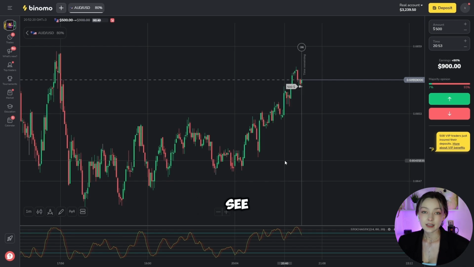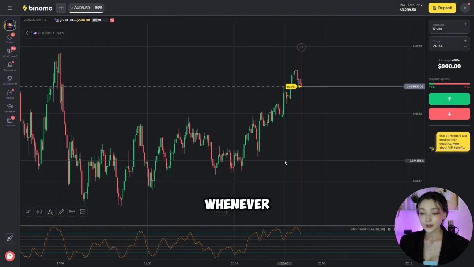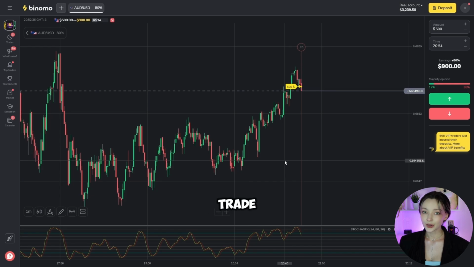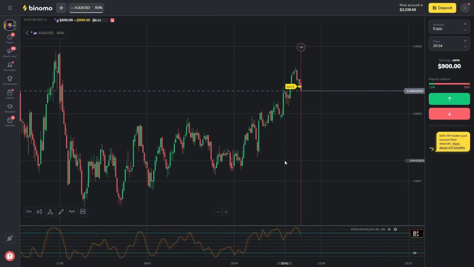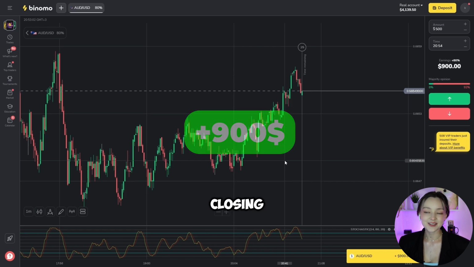Basically, if we see an overall uptrend, we only trade upwards as soon as we get a signal from stochastic, obviously. Or, just like in this case we're facing right now, whenever we see the primary general motion is downwards, we solely trade downwards as soon as we see a signal from the indicator. Our trade confidently closing at profit.